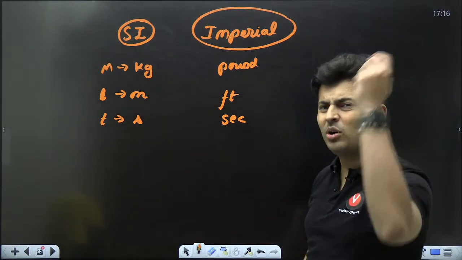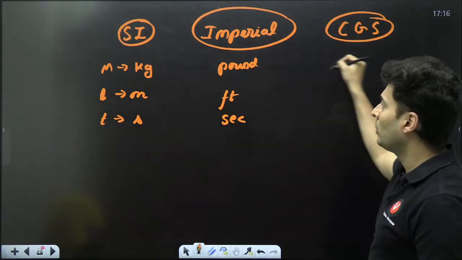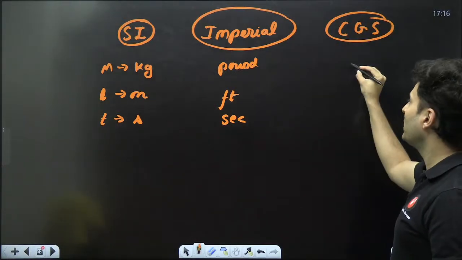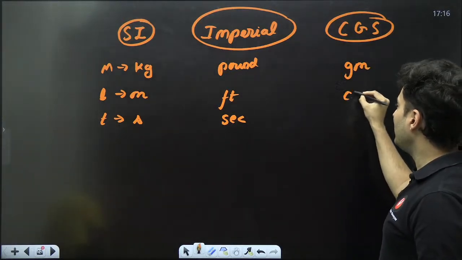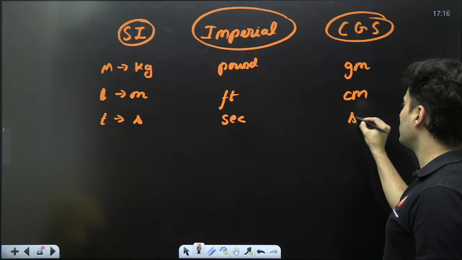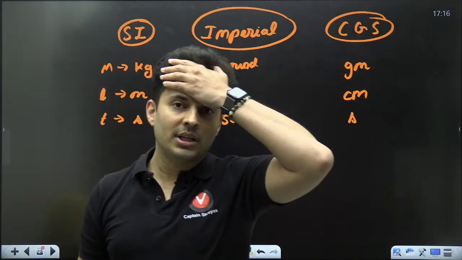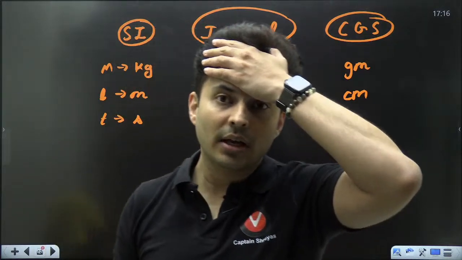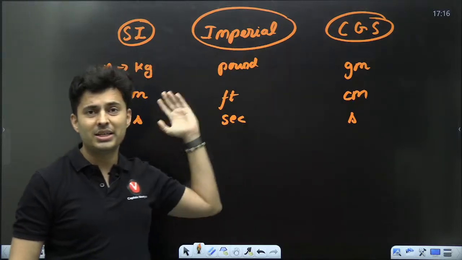Then there was one more group, the CGS group. They said, no, listen, I am going to measure mass in grams, length in centimeters, and time I am still going to measure in seconds. I need to take one more tablet for this. But it's okay, we cannot get them to agree with each other.